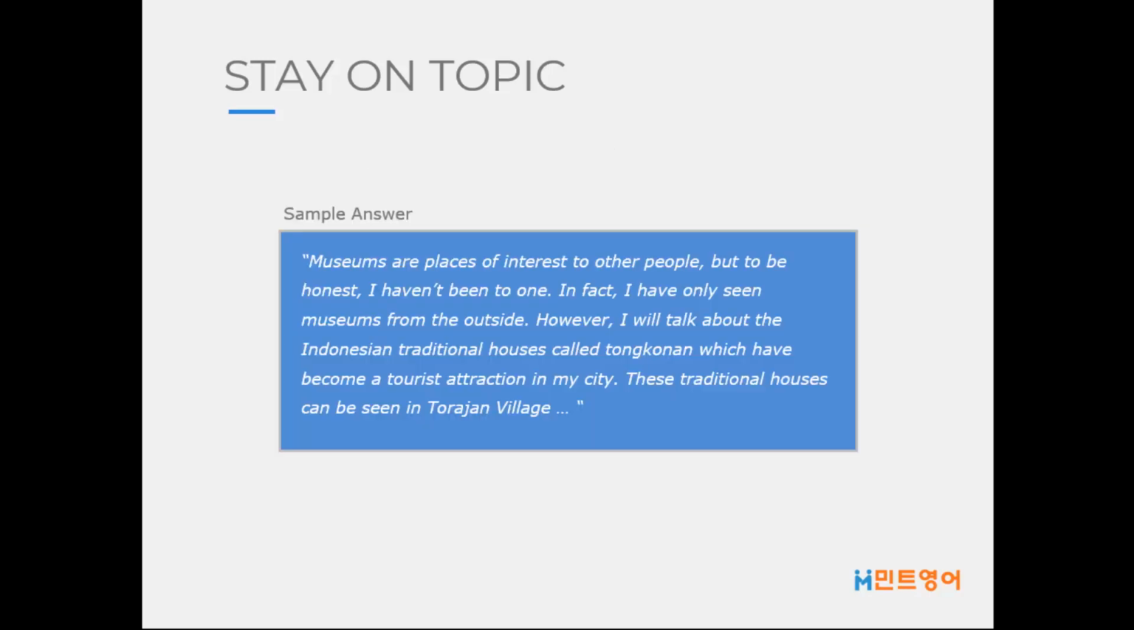Museums are places of interest to other people, but to be honest, I haven't been to one. In fact, I have only seen museums from the outside. However, I will talk about the Indonesian traditional houses called Tongkonan, which have become a tourist attraction in my city. These traditional houses can be seen in Torajan village.